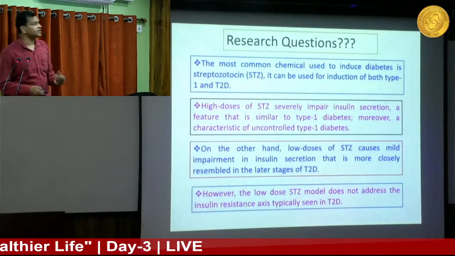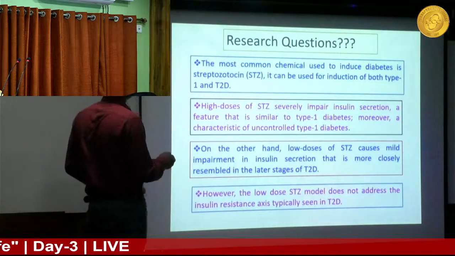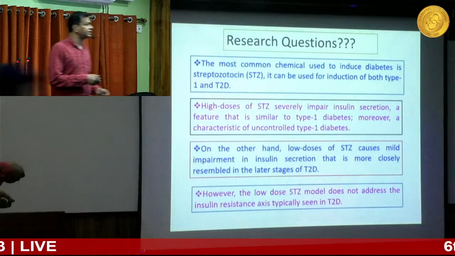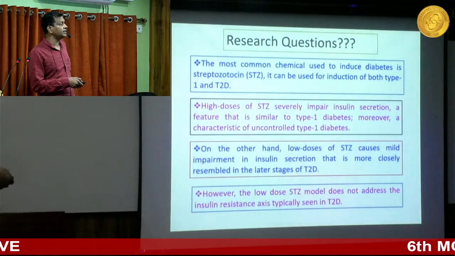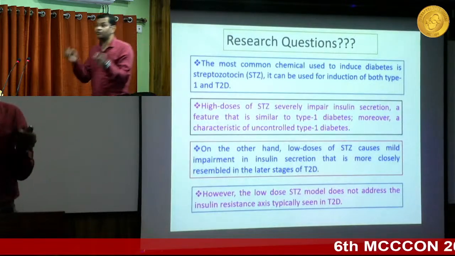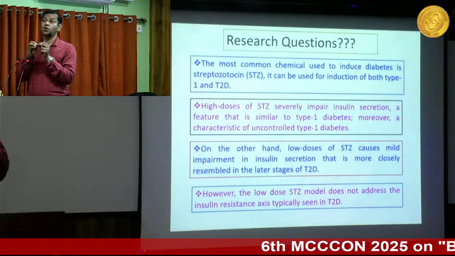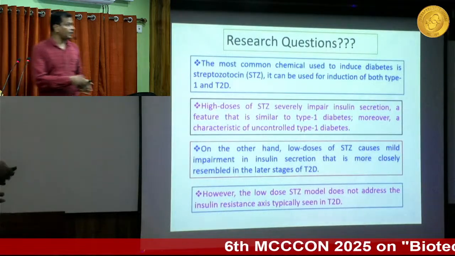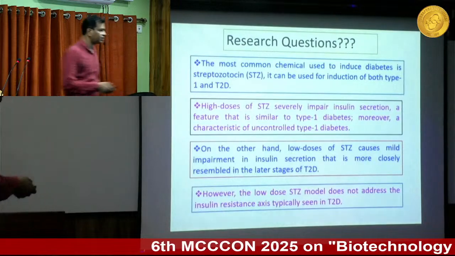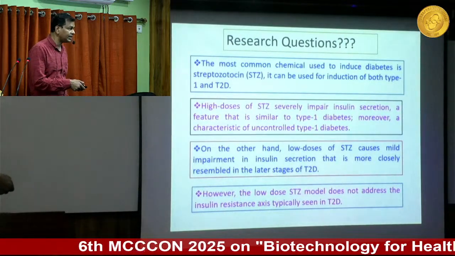What are the research questions? The most common chemical used to induce diabetes is streptozotocin. It can be used for induction of both type 1 and type 2. A high dose of STZ severely impairs insulin secretion, a feature that is similar to type 1 diabetes. Means when type 1 diabetes is progressing, there is no beta cell, there is no insulin in the blood. On the other hand, low doses of streptozotocin cause mild impairment in insulin secretion that more closely resembles the later stage of T2DM.